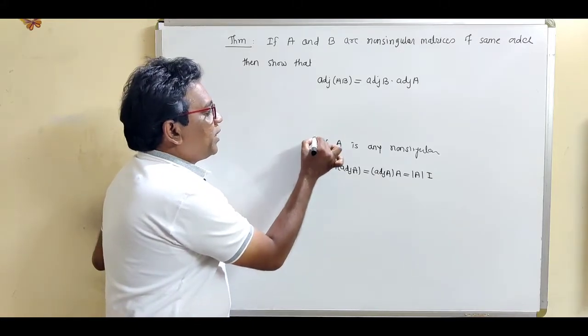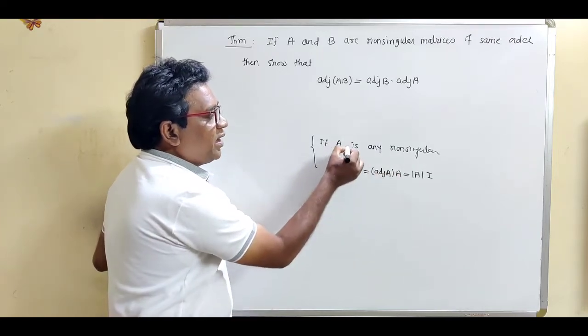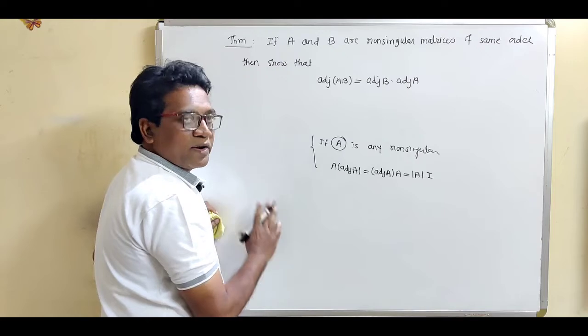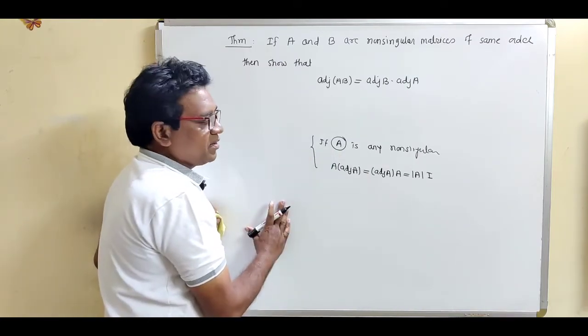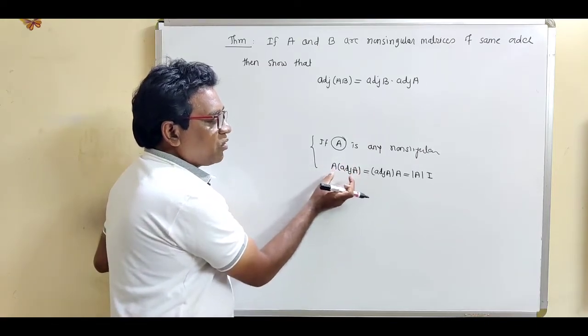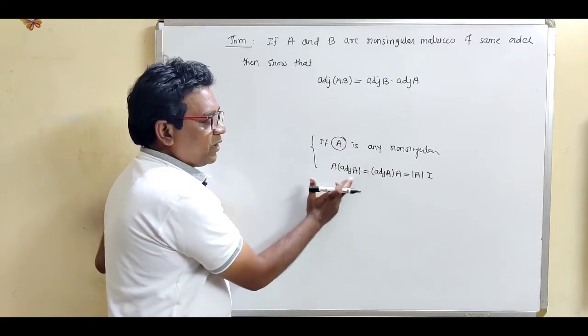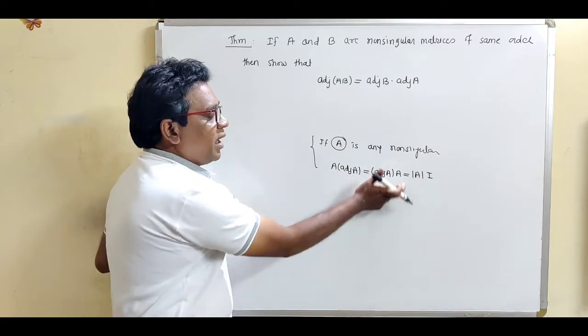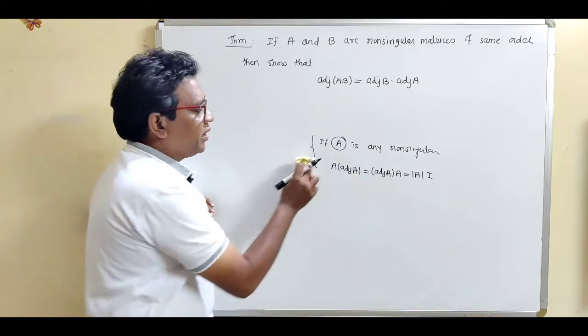So first of all, remember this result. This statement is true for any non-singular square matrix. If A is non-singular matrix, then A and adjoint of A commute with each other. A into adjoint of A is the same as adjoint of A into A is equal to determinant A into I.